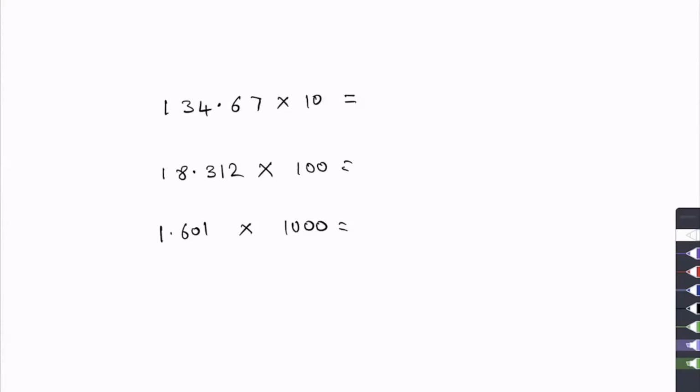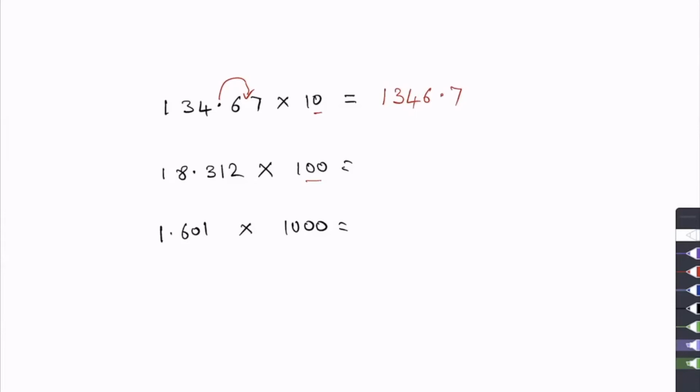Now let's look at multiplying decimal numbers by 10, 100, or 1,000. So we're multiplying 134.67 by 10. There is 1 zero after the 1 in 10. So you move the decimal point 1 place to the right. So the answer will be 1346.7. In the second one, we have 2 zeros after the 1.